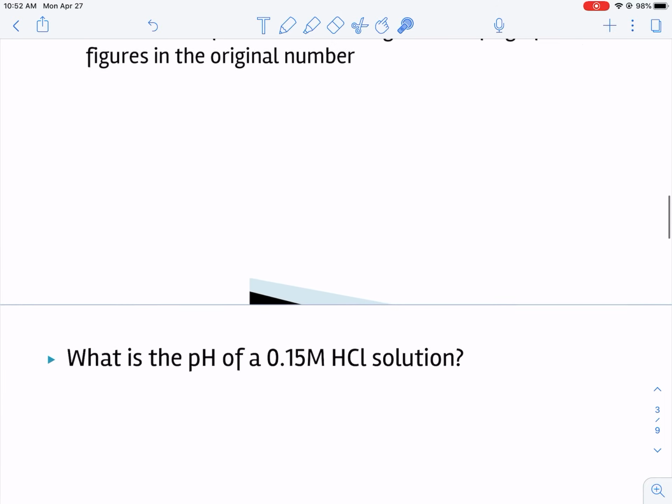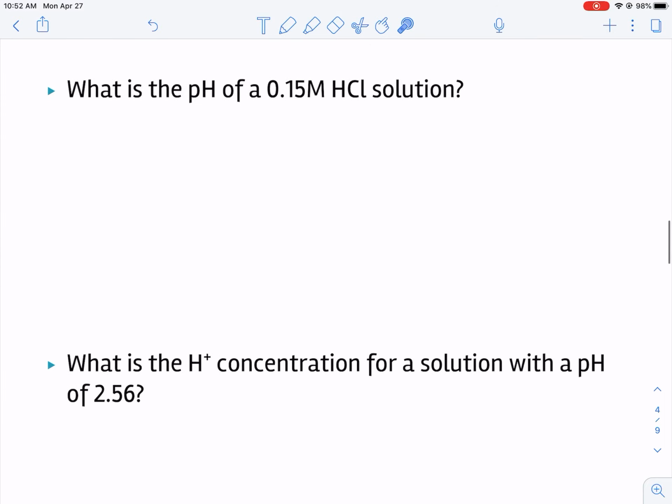So let's take a look at an example. What is the pH of a 0.15 molar HCl solution? Now, what we want to do is first understand that acids need to dissolve. They need to give us H+. That's what we're always trying to figure out. We need to say, all right, well, we have some HCl, and it's dissolving to give me H+ and Cl-.